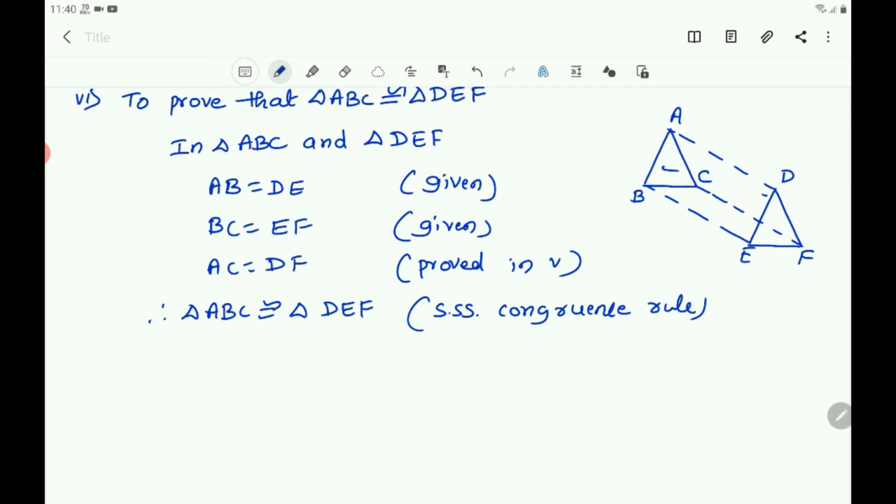In this way, six things are proved here. First, we proved ABED is a parallelogram. Next, BEFC is a parallelogram. Next, AD parallel to CF and AD equals CF. And also, we proved ACFD is a parallelogram. And next, we proved AC is equal to DF. And also, we proved triangle ABC is congruent to triangle DEF.